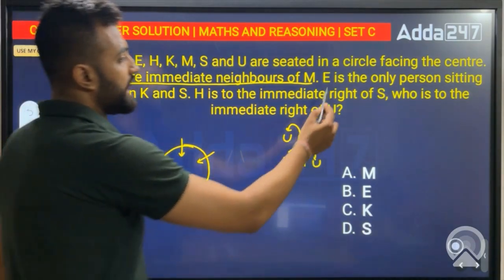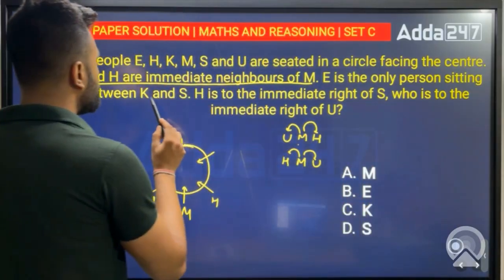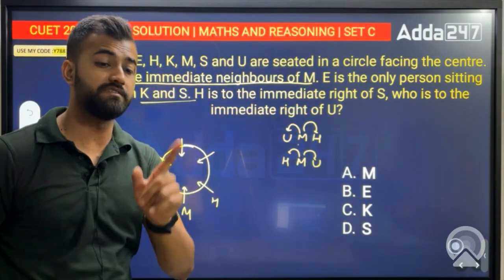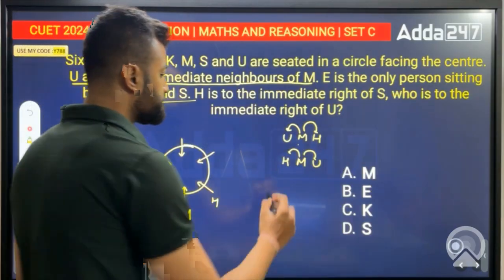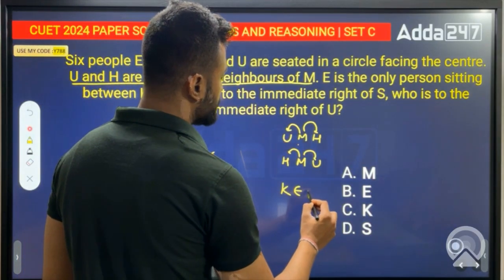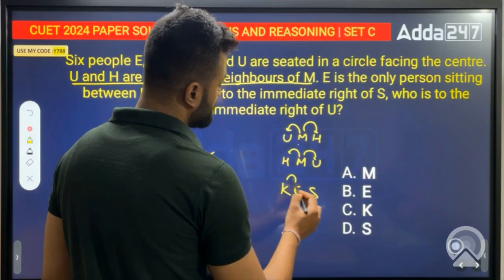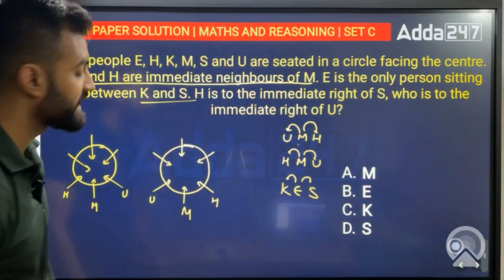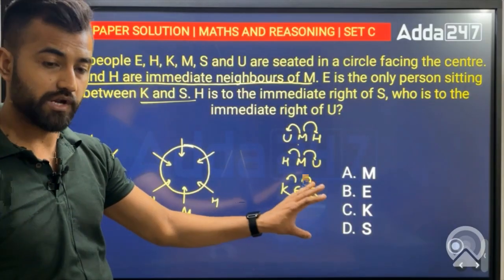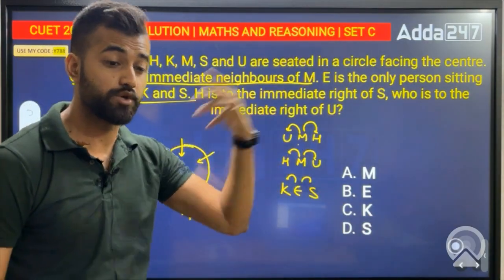Next, E is the only person sitting between K and S. They are saying E is sitting between K and S. Here also same thing, neighbor. Now where I am putting K and S, I cannot put, so let's leave it as it is for now. Let's see some other clue that we have.